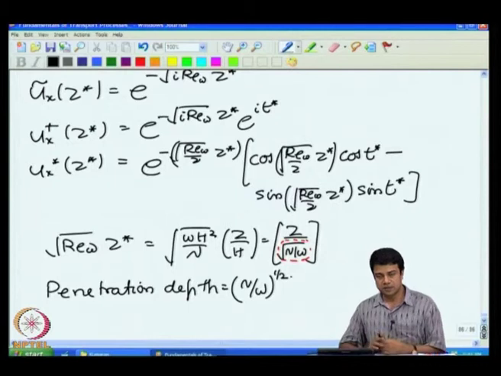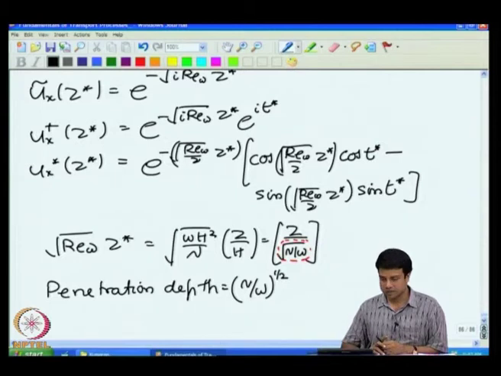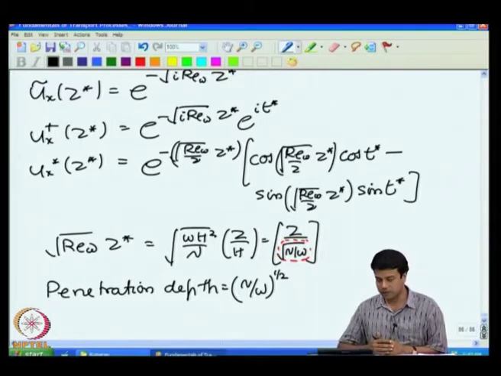Recall nu has dimensions of length square per unit time, omega has dimensions of time inverse, therefore, this will give you a length scale. Physically, what does it mean? Nu by omega power half is the distance over which diffusion can take place over a time period 1 over omega. Period of the oscillation is 1 over omega, where omega is the frequency of the oscillations.